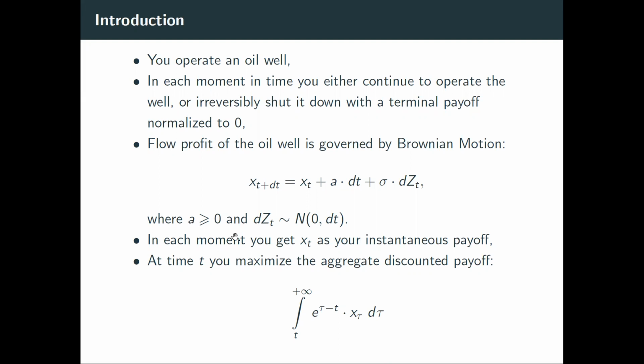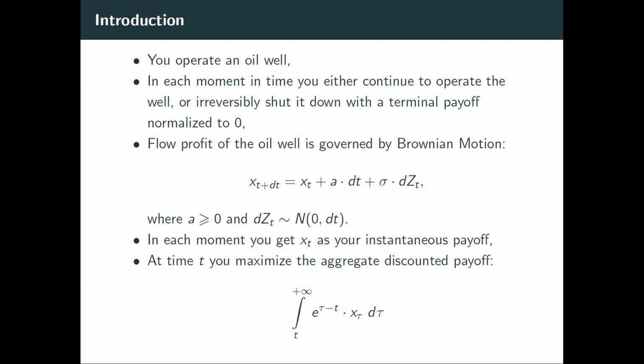And at each moment in time, if you continue digging oil, you get exactly xt as your instantaneous flow payoff. And your goal in this problem is to maximize your operating profit. That is, when you are at time t, you observe the current level of xt, your current level of operation, and you know how it will evolve in the future. It will evolve according to this process. And what you try to do is maximize the discounted flow payoff from digging oil.